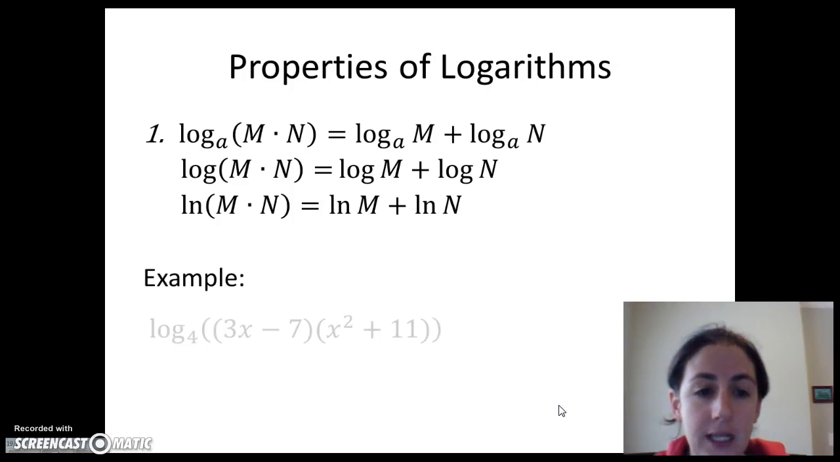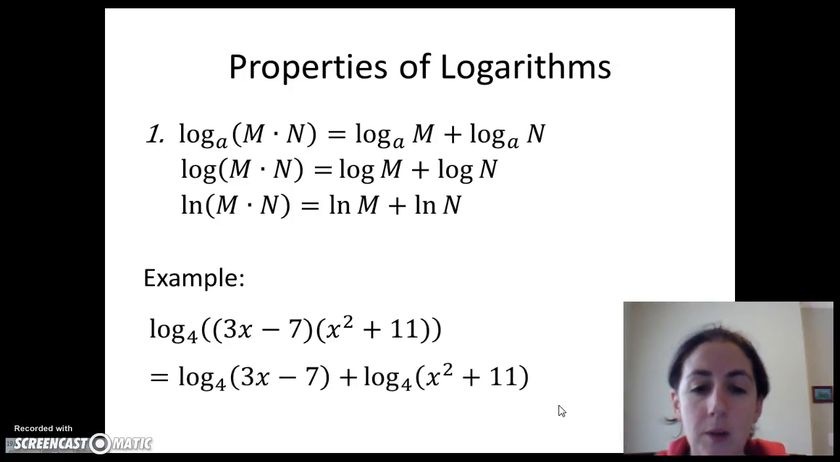And the natural log of m times n would be the natural log of m plus the natural log of n. For example, if you had log base 4 of the quantity 3x minus 7 times the quantity x squared plus 11, you're taking the logarithm of two things being multiplied. You can break that up into two logarithms, the log base 4 of 3x plus 7 plus the log base 4 of x squared plus 11.